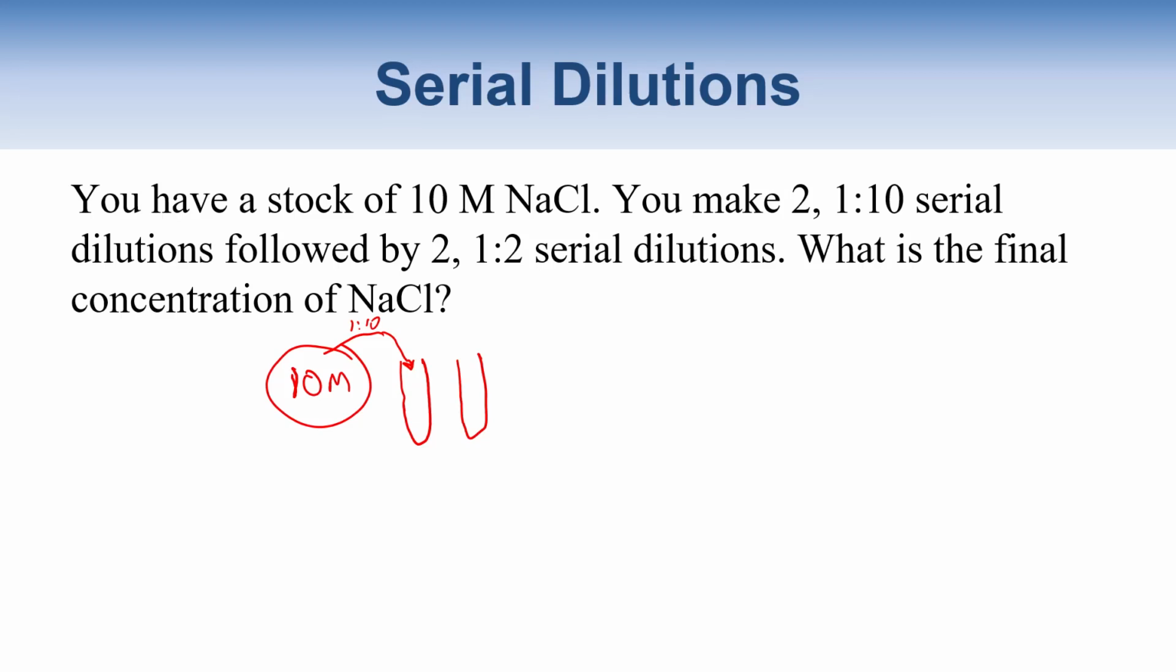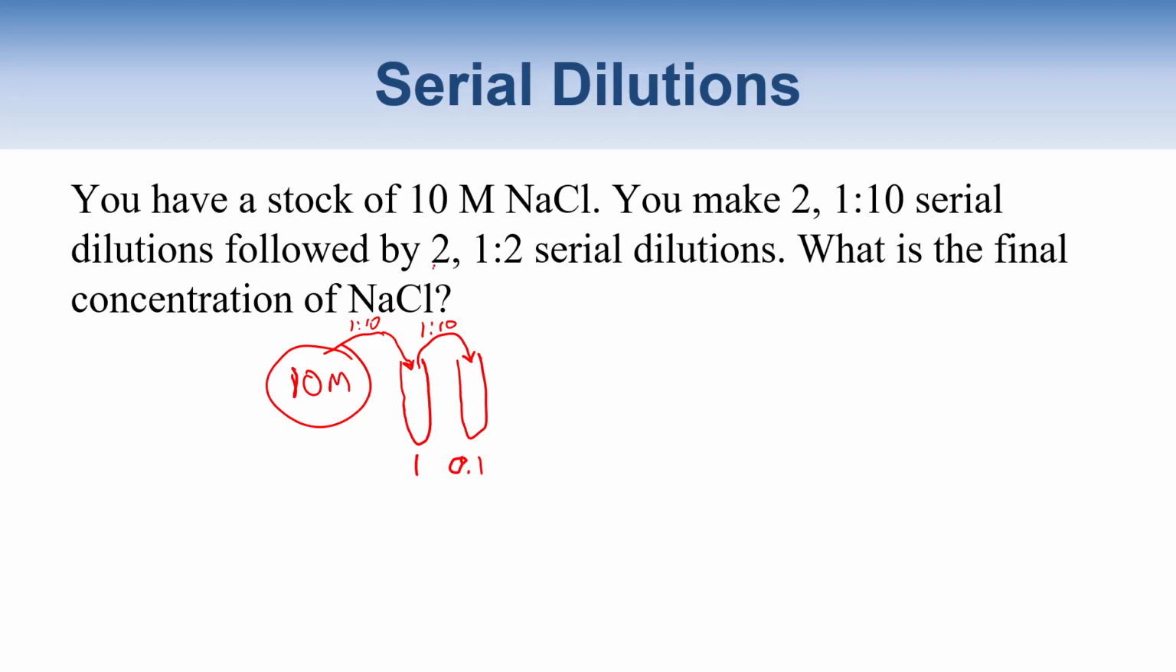So we would take our original 10 divided by 10 to get to 1 for the concentration of this one. And then we would go from here, do another 1 to 10. So divide that by 10 again. And we get to 0.01, or 0.1, sorry.